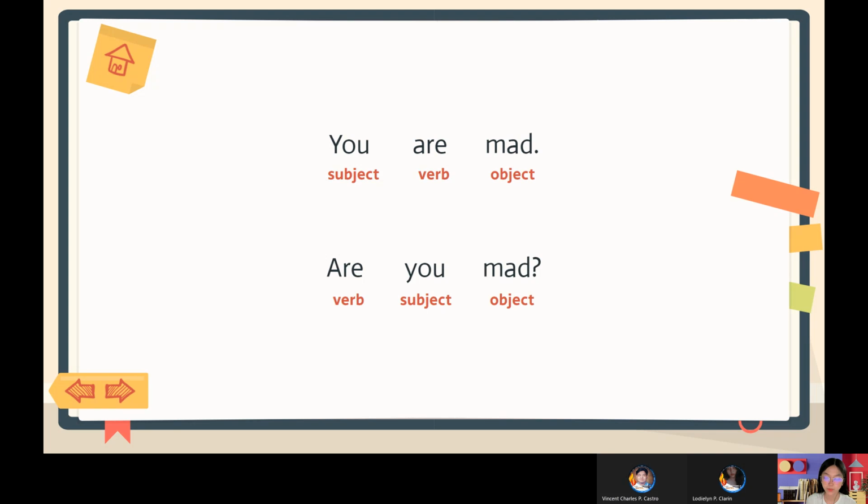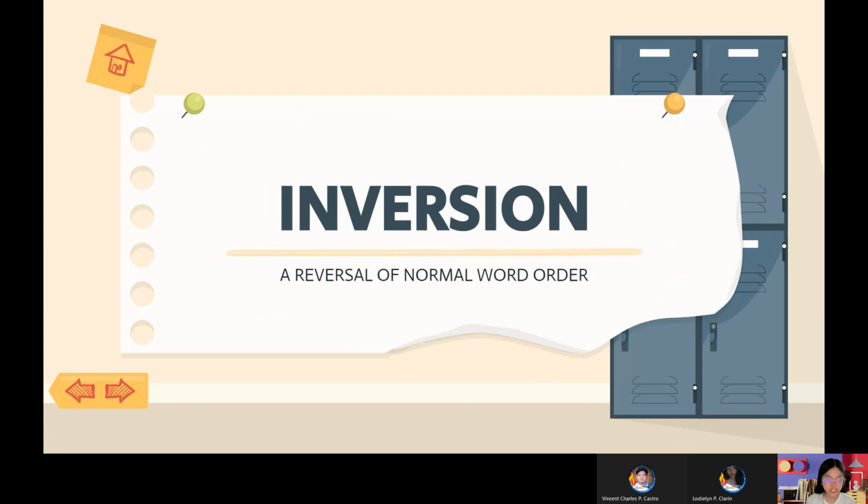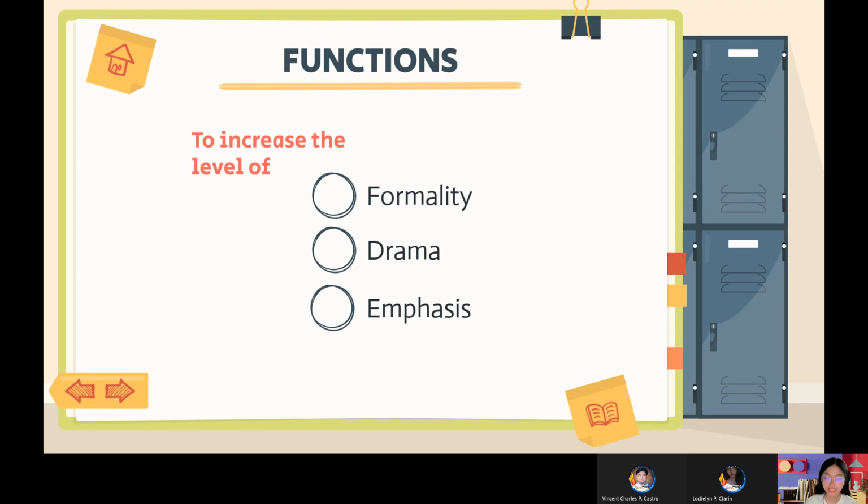Yes, that is right. The sentence structure changed from the SVO pattern as we switch the positions of the verb and the subject, and that's the process of inversion. Inversion is a reversal of normal word order. We usually use inversion by switching the positions of the verb and the subject. So in simple terms, by placing the verb before its subject. Its function is to increase the level of formality, drama, and to add emphasis.